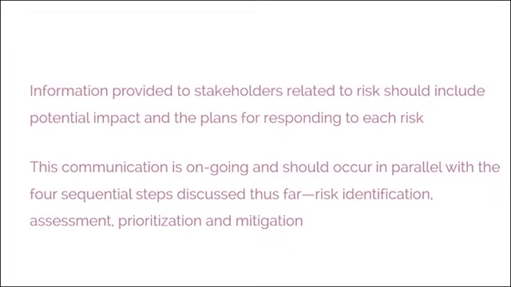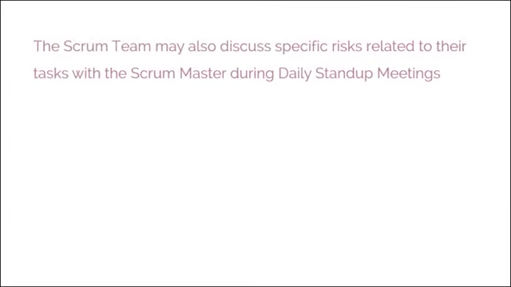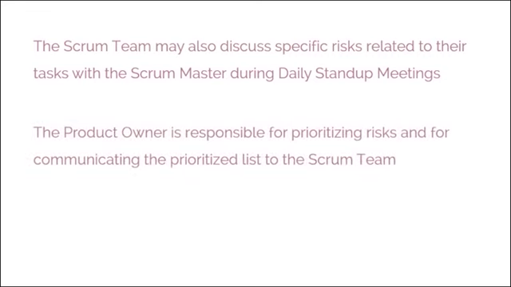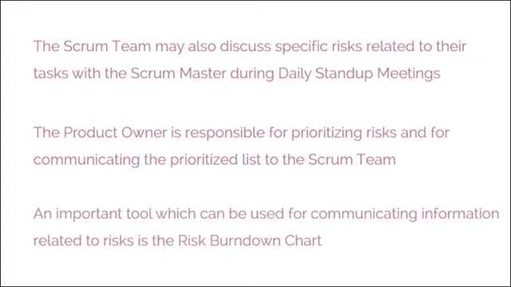prioritization, and mitigation. The Scrum team may also discuss specific risks related to their tasks with the Scrum Master during daily stand-up meetings. The product owner is responsible for prioritizing risks and for communicating the prioritized list to the Scrum team. An important tool which can be used for communicating information related to risks is the Risk Burndown Chart.